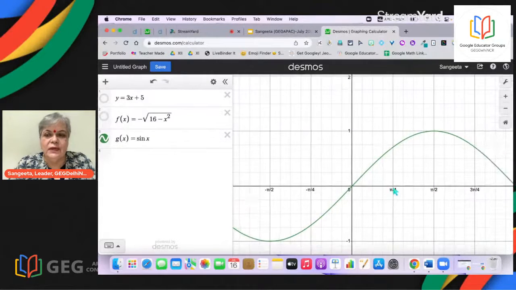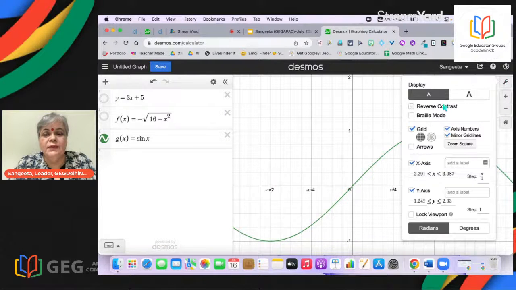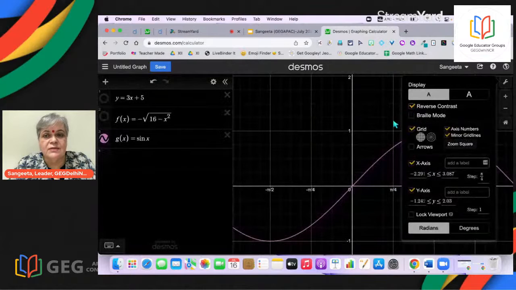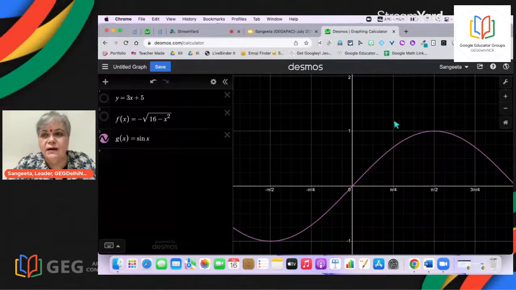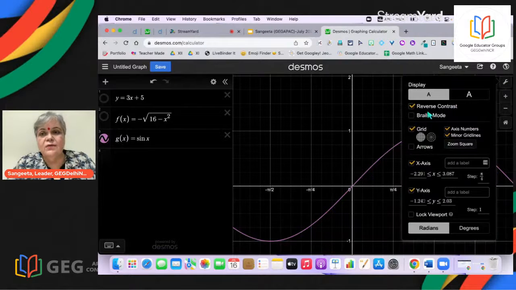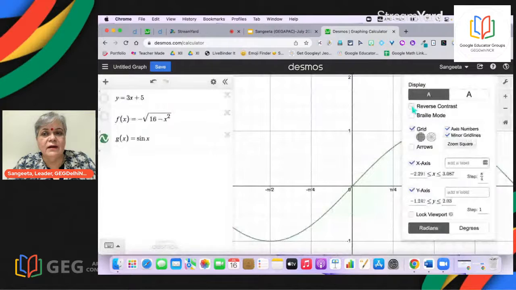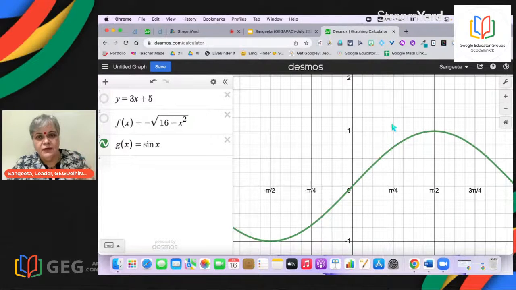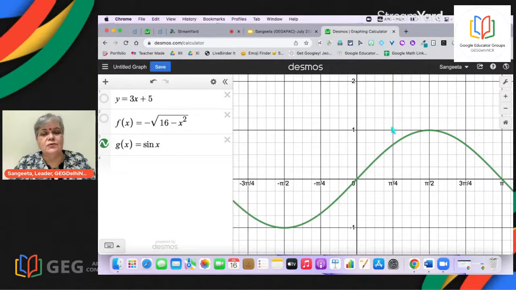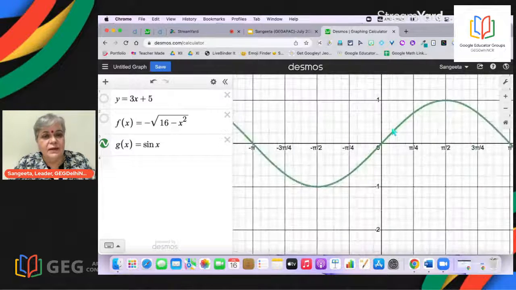You can always zoom in and out with these plus minus, and if you go here, you would be able to even do a reverse contrast, just in case you have students who have a problem reading the graphs on the white background. You can do that so that you are able to look at the graph clearly. You can also make it bigger, especially when you're projecting in the class. You can make it a little more easy to project and make it more visible.